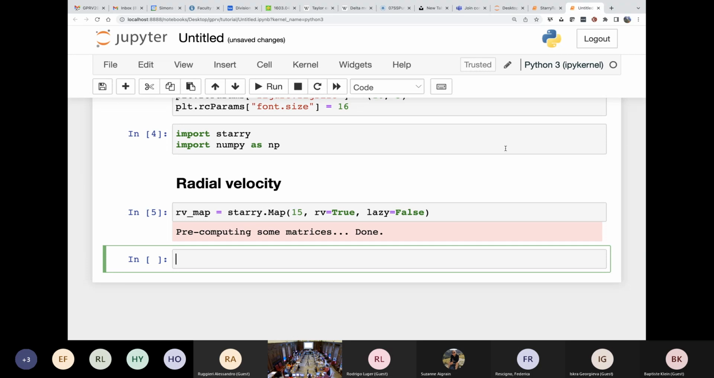Yes, question. Quick question. The RV equals true, does it turn off the flux? It doesn't, no, it adds extra knobs. Yeah, good.